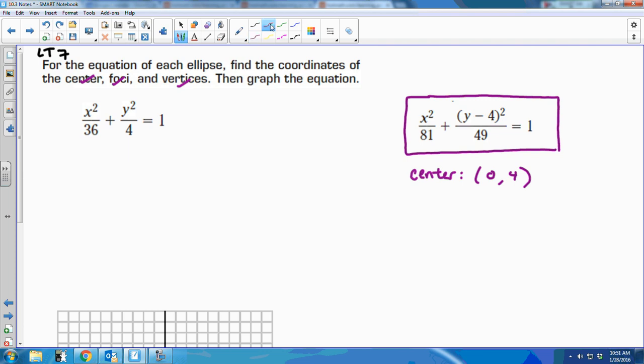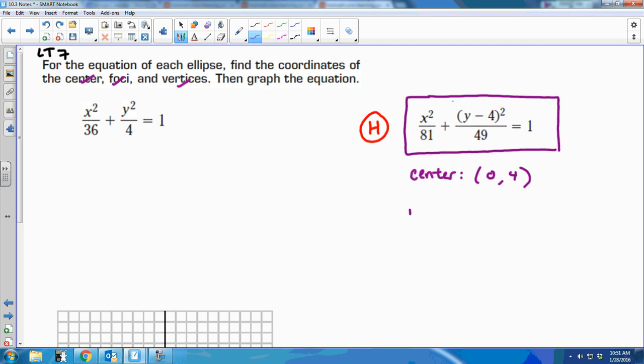Is this equation representing a horizontal or a vertical ellipse? Horizontal, because 81 is bigger than 49, and the 81 is under the x. Okay, let's worry about the vertices next.